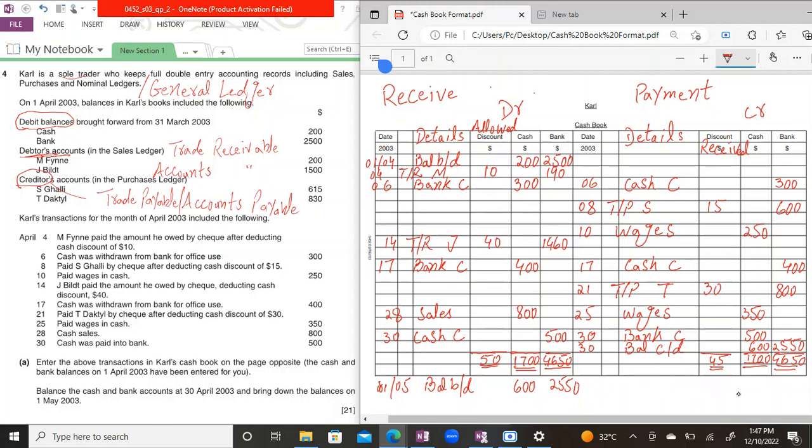But for the cash, it is not possible to have a credit balance of the cash because if you have $1,700, the maximum you can pay is $1,700. So your balance carried down will be zero. So for the cash, the balance carried down, the balance brought down cannot be on the credit side.